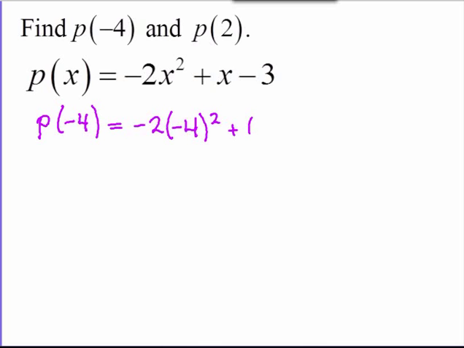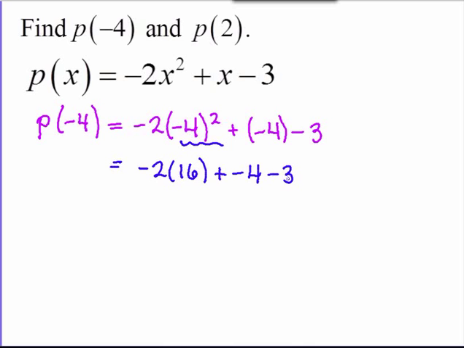Biggest mistake people make here, they mess up on the negative signs. Okay, so order of operations, I'm going to do powers first. -4 squared is what? 16, so I've got -2 times 16 plus -4 minus 3. What is -2 times 16? -32 plus -4 plus -4 minus 3 is what? -39. So that is what P of -4 is.